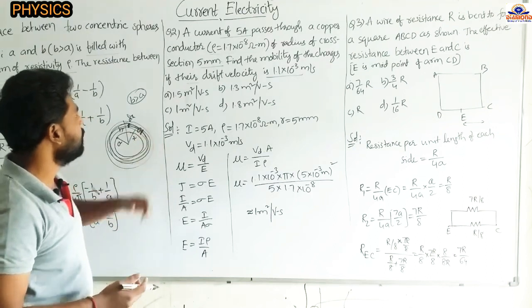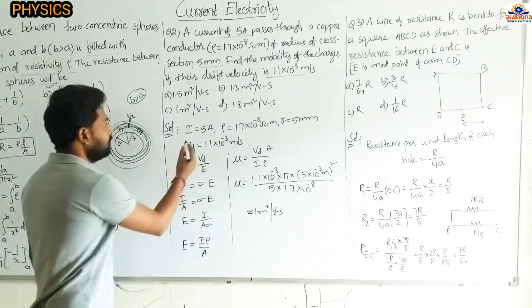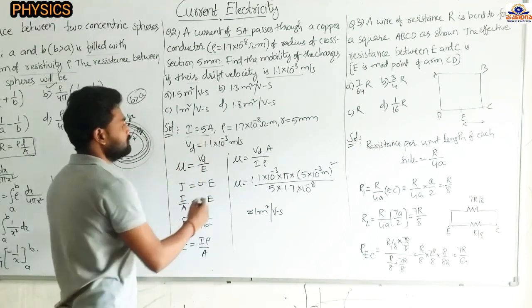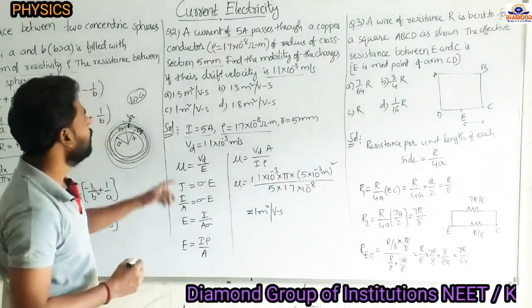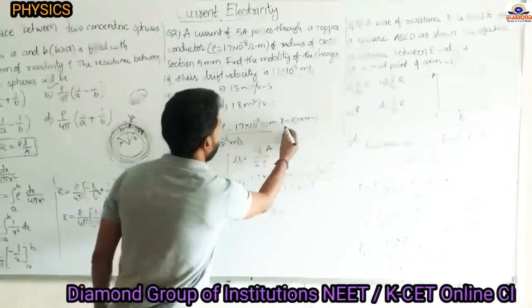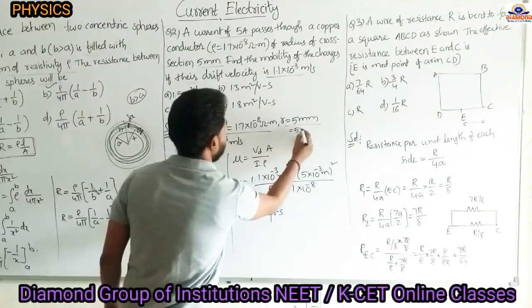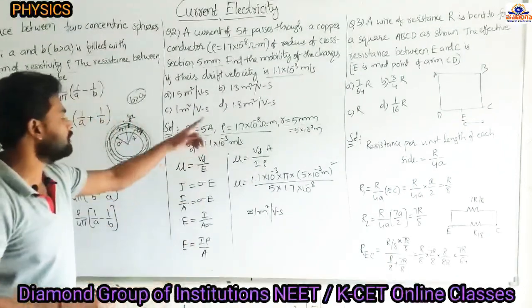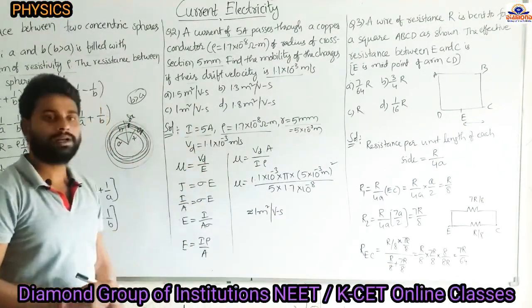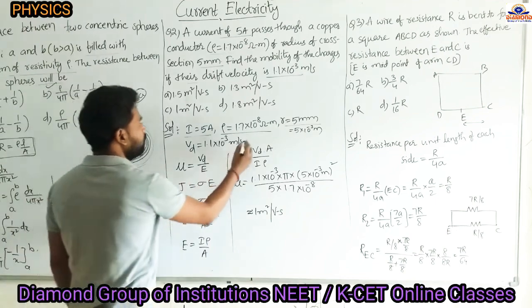First I am going to write the given data. Current given, I equal to 5 amperes. Resistivity given, rho equal to 1.7 into 10 power minus 8 ohm meter. Next, radius given, convert into meters: 5 into 10 power minus 3 meters. And the drift velocity also is given, 1.1 into 10 power minus 3 meter per second. They are asking the mobility.